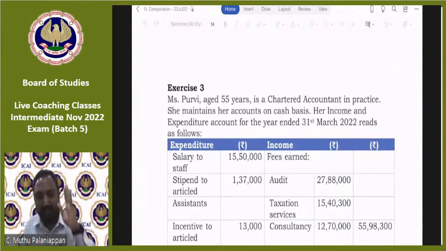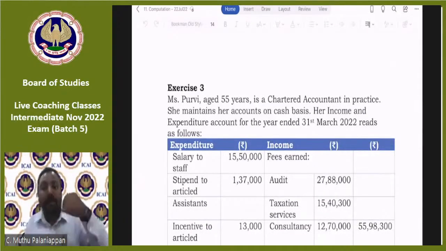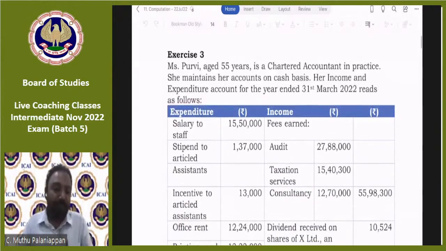So we'll start with the first exercise, reading. While reading the question, I'm going to help you prepare to solve. We'll just start.